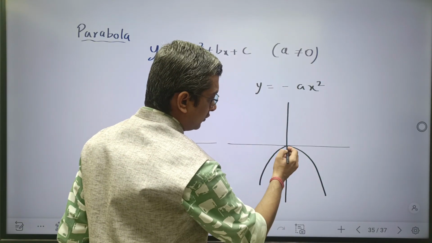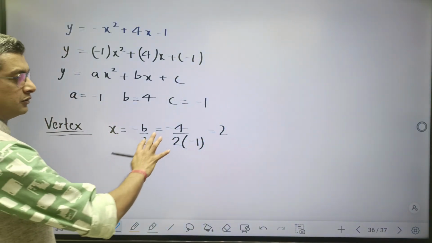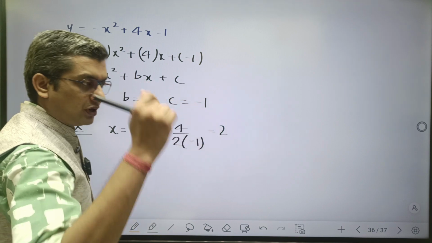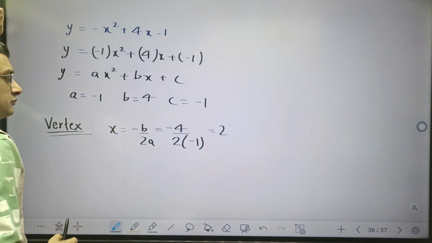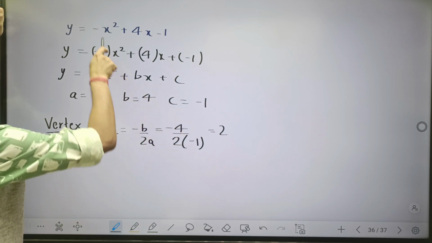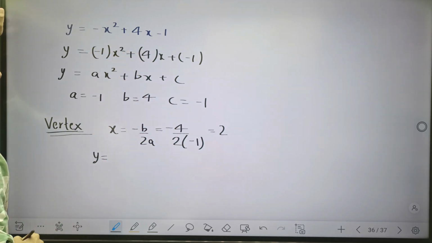The left and right side of this vertex are mirror images of each other. So first, step number 1 is to obtain the x coordinate of the vertex. Then substitute the value of x in this expression, and you will have the value of y, that is, the y coordinate of the vertex.